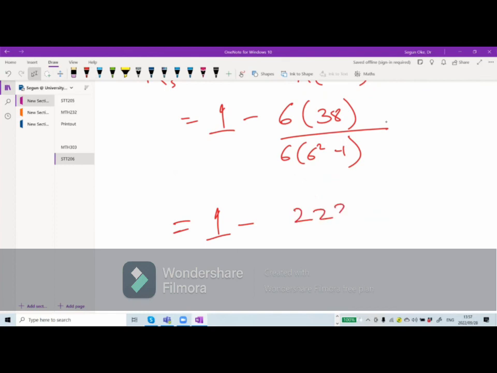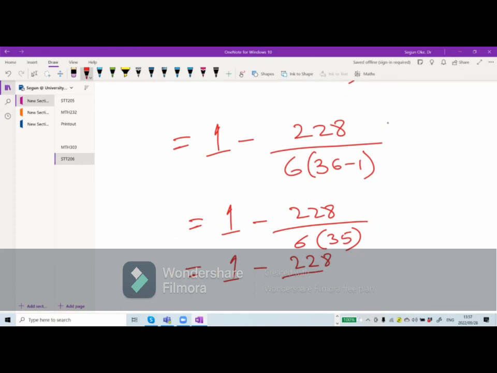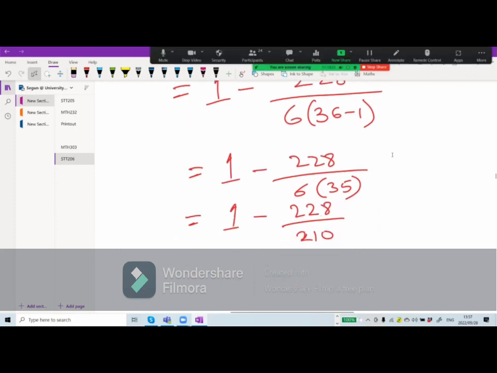228, divided by 6 into 6 squared minus 1. 6 squared is what? 36 minus 1, 35. So 6 times 35 is 210.